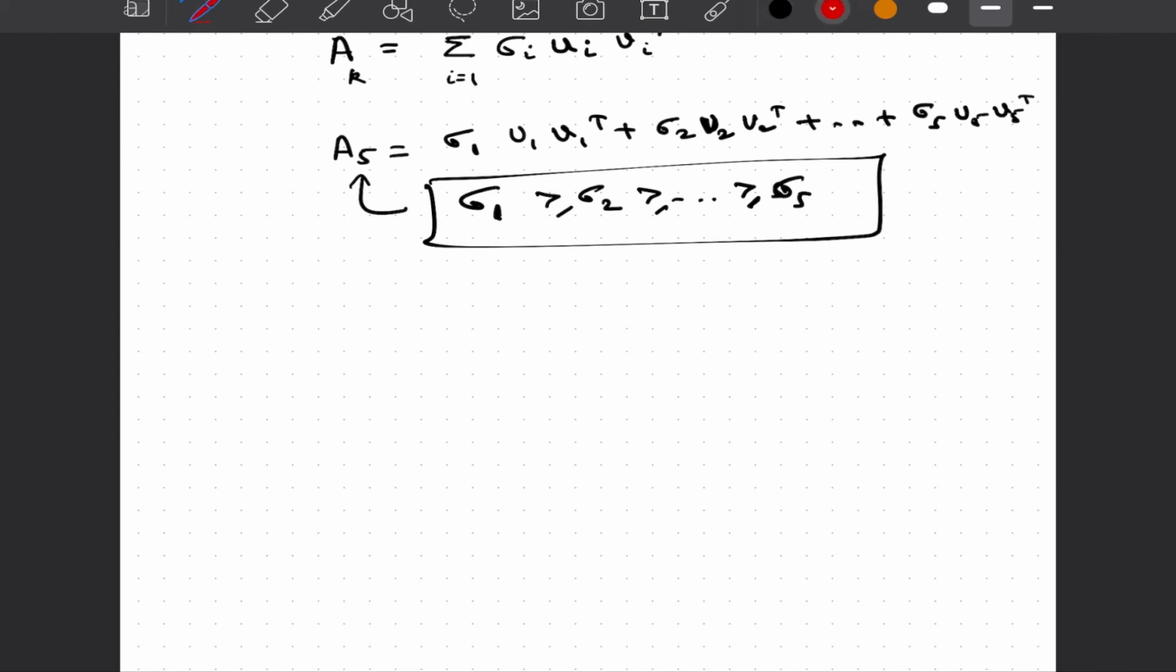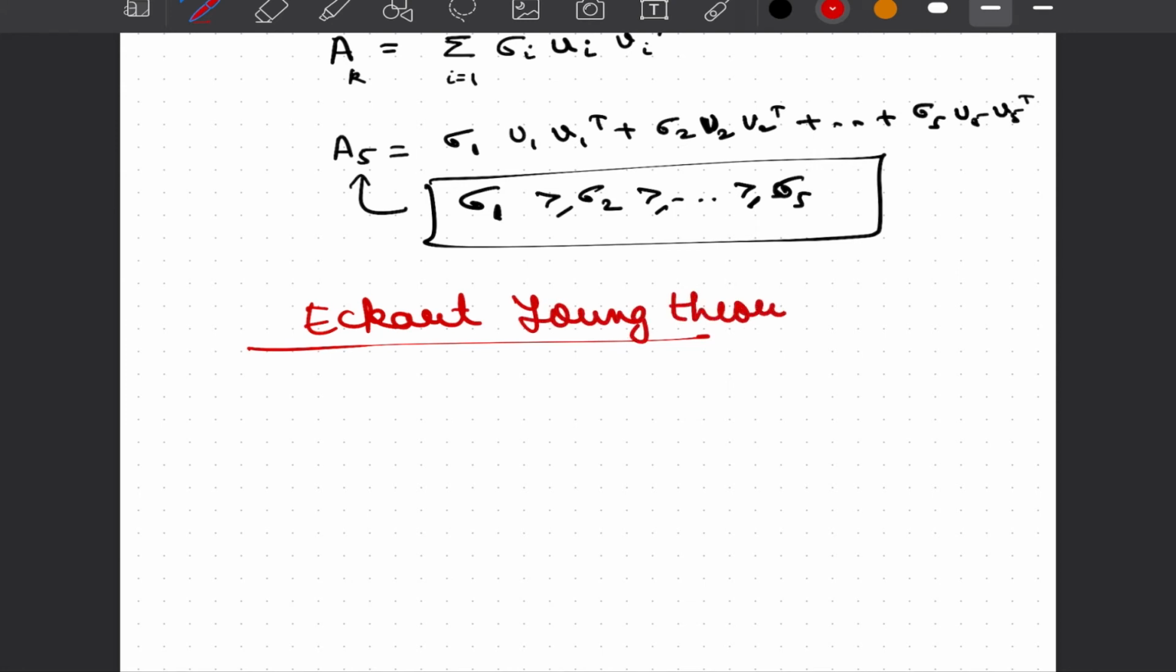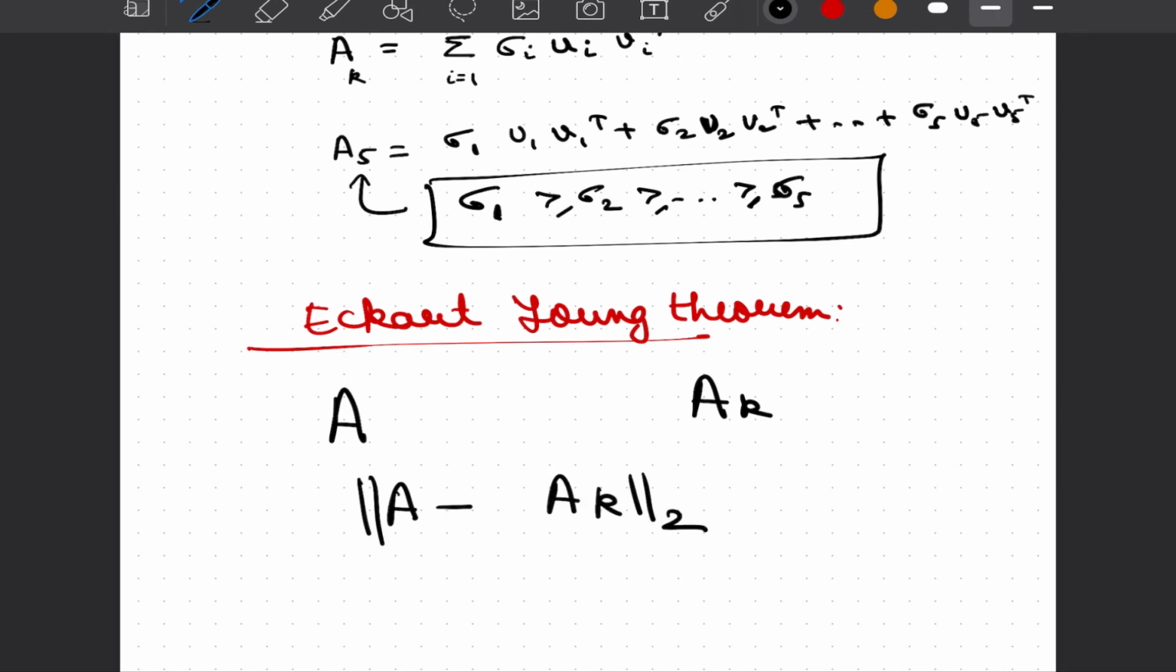We will not go into the theorem's proof, but this is a famously known theorem, the Eckart-Young theorem. The Eckart-Young theorem says that, let us say you have a matrix A and you come up with some K rank approximation AK, then there will be some error associated with that K rank approximation. In the case of matrices, we talk about these as spectral norms. What we learned about as norms in the case of vectors, the same concept can be applied, but the name here becomes the spectral norm.